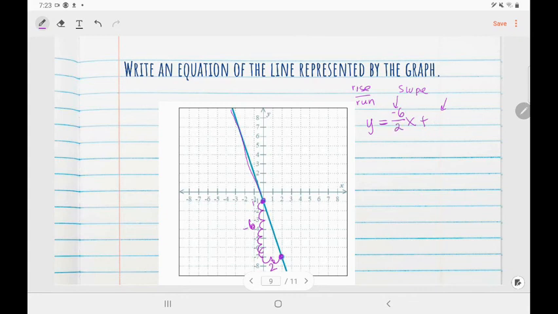What is my y-intercept? Where does my line cross my y-axis? It crosses right here at -1. Remember to simplify your answer. -6/2 simplifies to -3. And instead of a plus a -1, I can simplify that just to -1. And this would be my final answer. We're going to go over one more example.